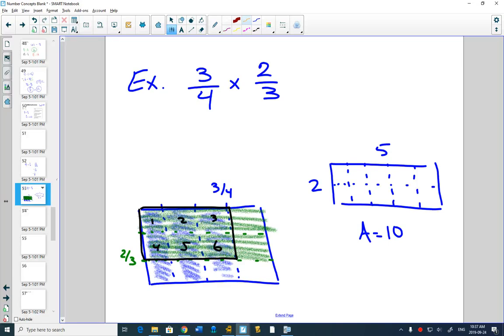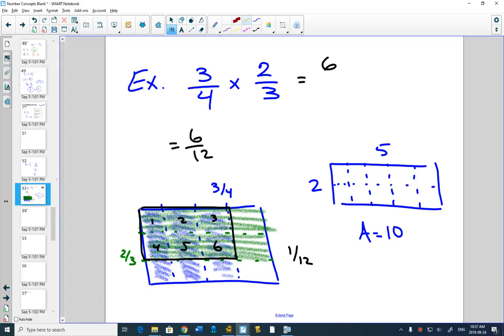How big are the pieces? If this is the whole rectangle, and this was split into quarters, and this was split into thirds, each piece is 1/12. So I have 6 pieces, and each piece is 1/12. My answer to this should be 6 out of 12. But now let's go through our rules. How do we multiply fractions? 3 times 2.